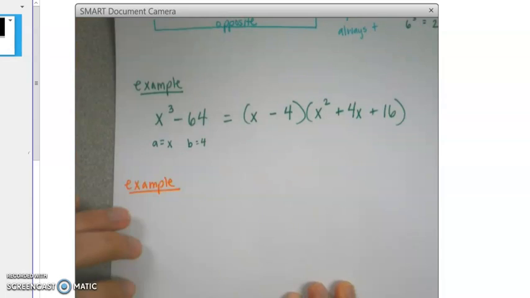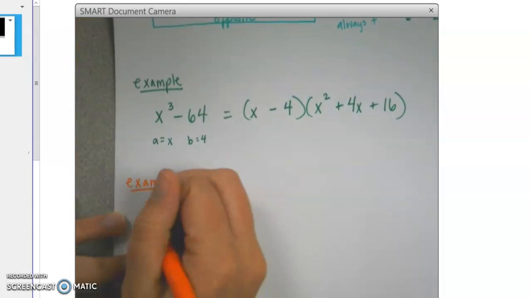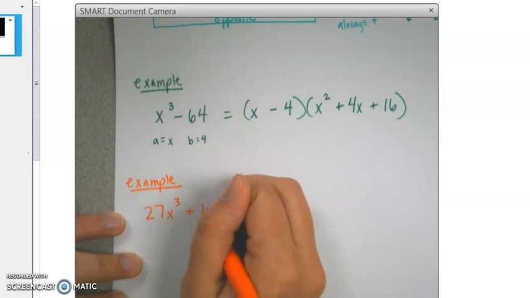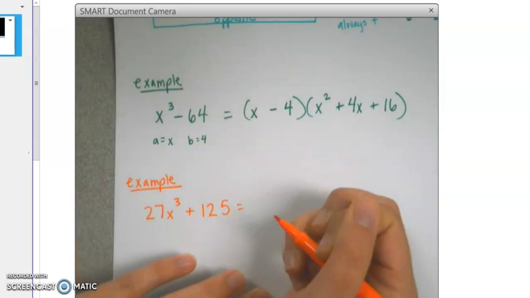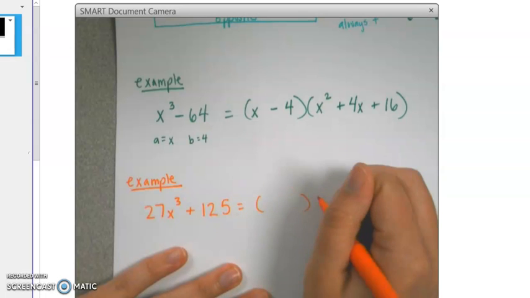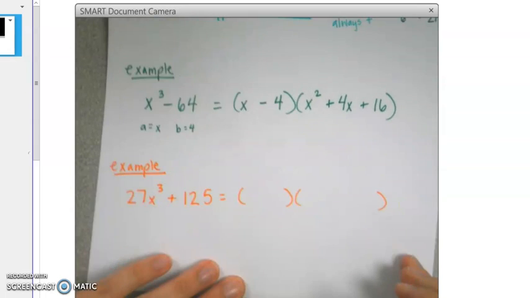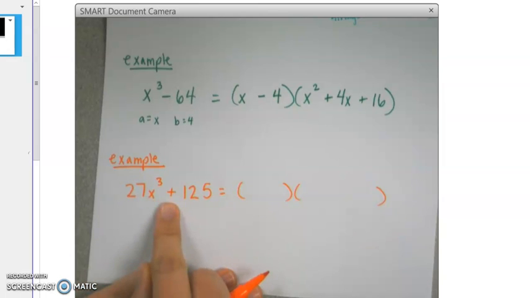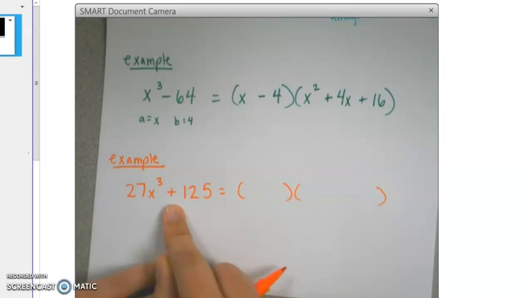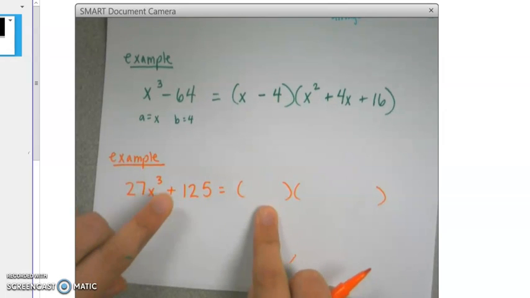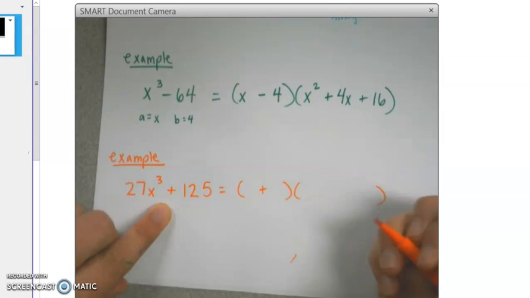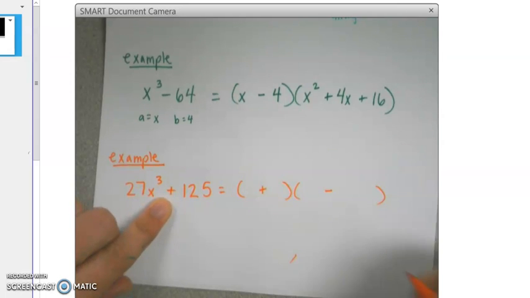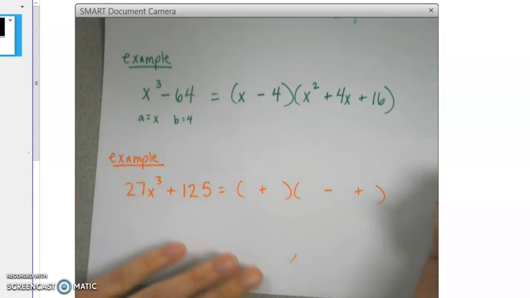Okay, so the next one we're going to do is 27x cubed plus 125. Remember, I have a smaller set of parentheses and a larger set. Now, the rules don't change just because this is a sum of cubes, just because I'm adding. The first sign is first. Keep same sign. The second sign is the opposite. The opposite of addition is subtraction. The last one is always plus, never changes.